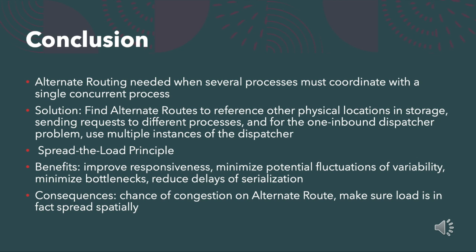The main consequence of using alternate routing is that there is a chance of a bottleneck occurring at the alternate route, kind of like when a bunch of cars use the same alternate route, creating more traffic at the alternate route. In general, it must be made sure that the load is actually spread spatially.